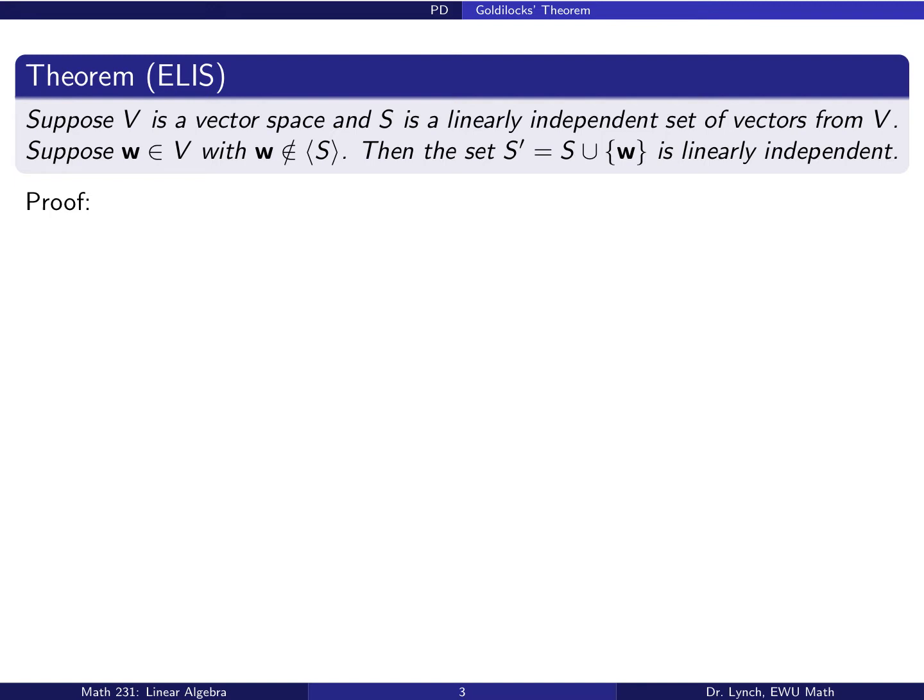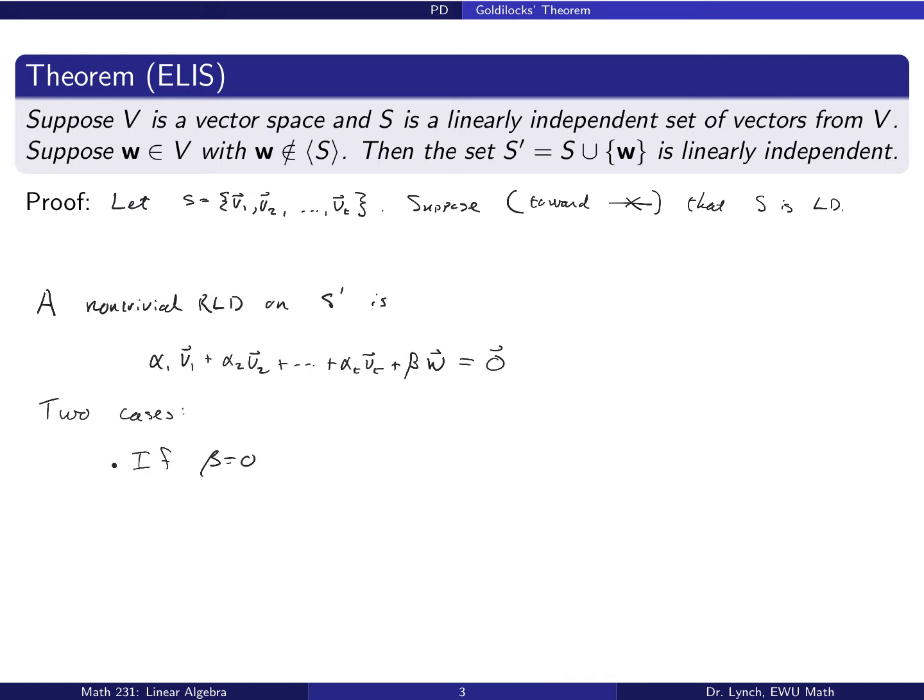So the proof of this is pretty cool, and it just goes back to the definition of linear independence. So we use a proof by contradiction. We suppose toward the contradiction that this set S prime is linearly dependent. Okay, if this set S prime is linearly dependent, then there must be a non-trivial relation of dependence on S prime. So let's write down that non-trivial relation of dependence. So a non-trivial relation of dependence on S prime has form alpha 1 V1 plus alpha 2 V2 all the way out to alpha T Vt plus beta W equals 0.